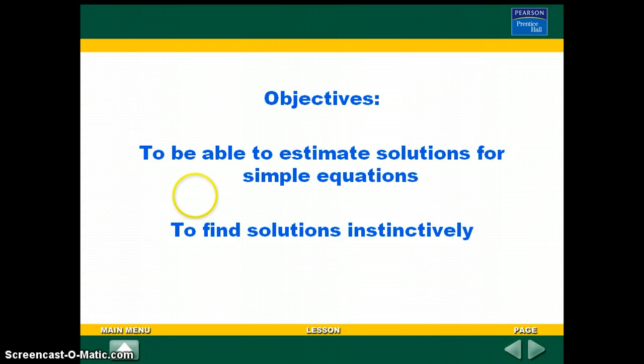Our objective is to be able to estimate solutions for simple equations and to find solutions instinctively. So math may not come to you instinctively, but that's kind of what we're trying to teach. So it's a hard thing to teach. If you ever have someone who doesn't naturally, maybe they're not a good person at athletics or something, it's hard to teach that sort of thing. First of all, we have a couple of vocab words.